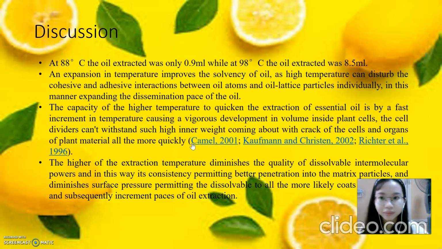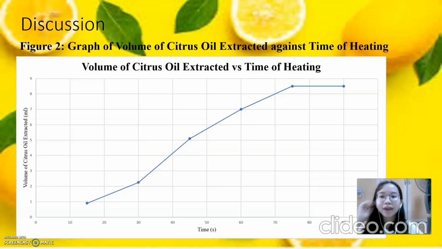So the next graph is a graph of the volume of citrus oil extracted against the time of heating. In this graph, the manipulated variable is the time of heating, while the responding variable is the volume of citrus oil extracted. In this experiment, we manipulate two variables, which are the time of heating and also the temperature. This is based on the result that we get from table 2, and then we plot this graph.